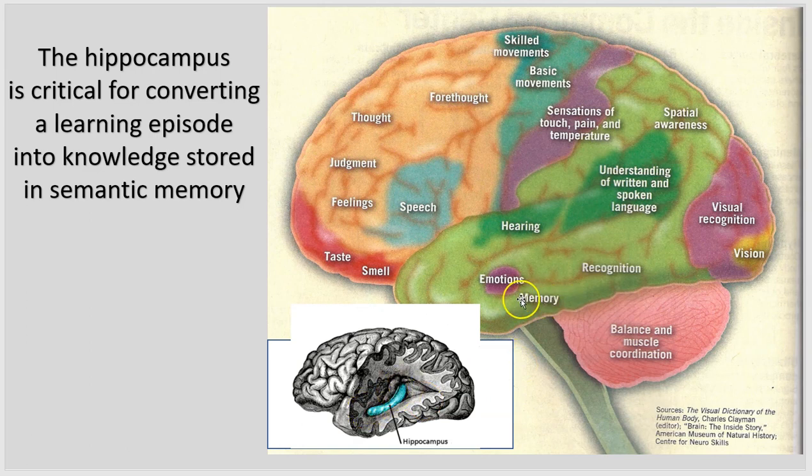The word memory here is written on the bottom of the temporal cortex here. I think they put it there because underneath the temporal cortex is a really important structure, the hippocampus, and it's on both sides, so we have two of them, the left and the right. The hippocampus is critical for converting a learning episode into knowledge stored in semantic memory.